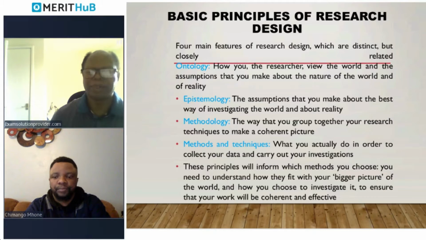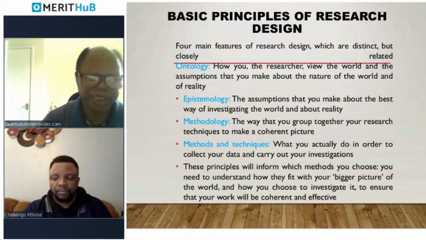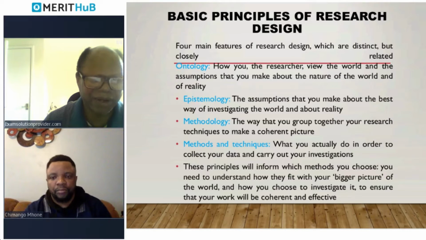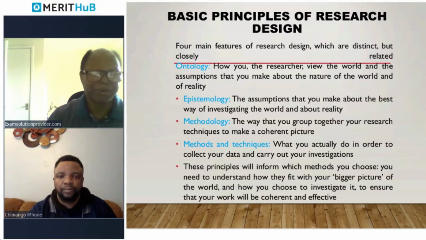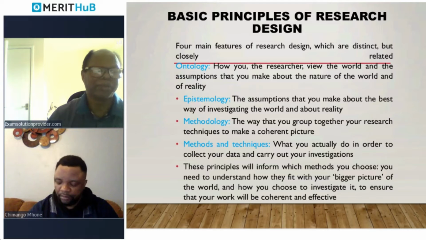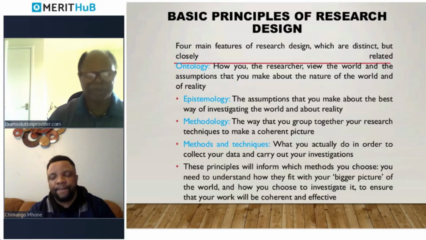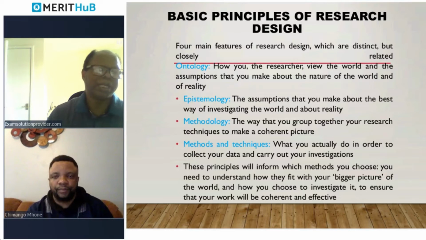These are what you actually do in order to collect your data. The first is going to be data collection, and also what you do to carry out your investigations. So when you talk of methods and techniques, you are talking of methods of sampling. How did you choose the sample from the group or population? Everybody else is called the population. When you are taking everyone in that particular population, then your study approach is obviously going to be a census.